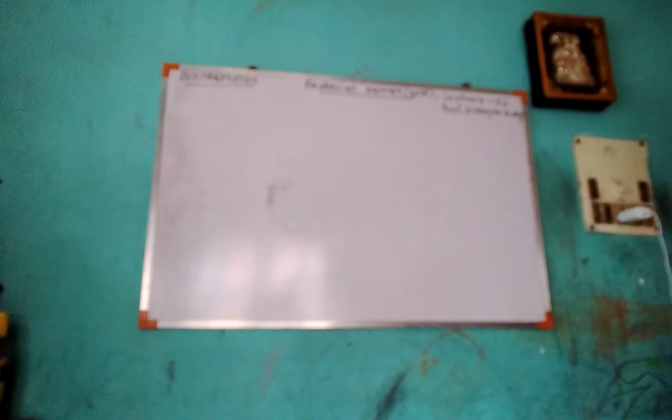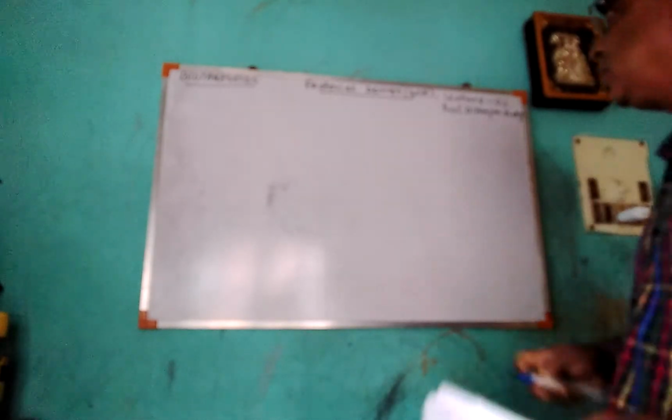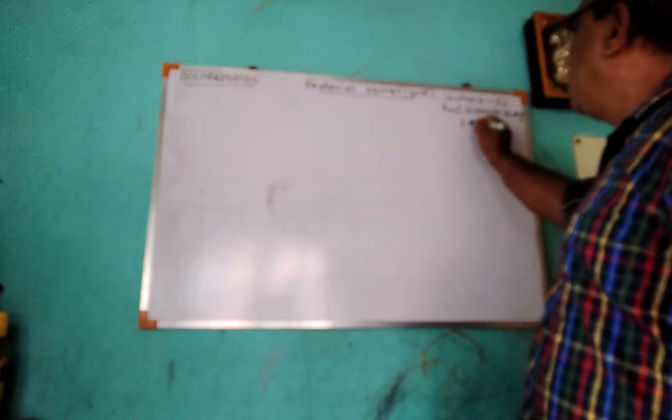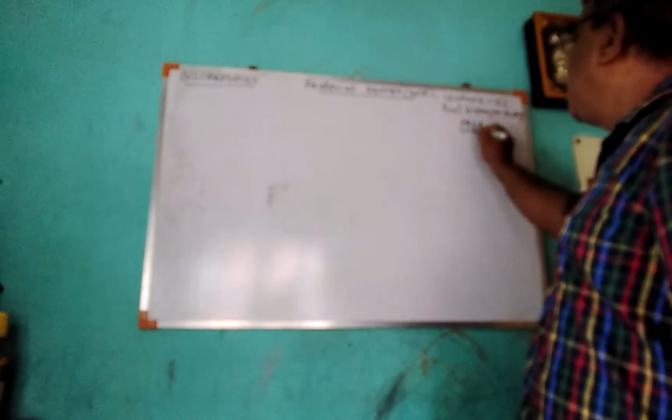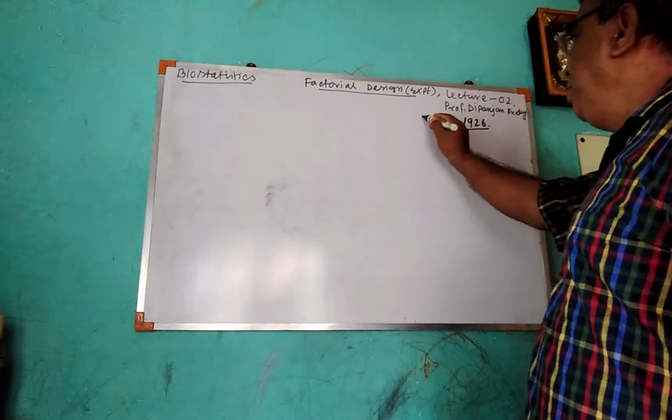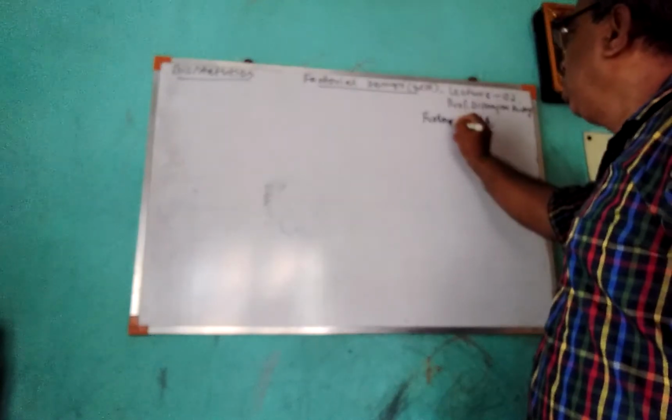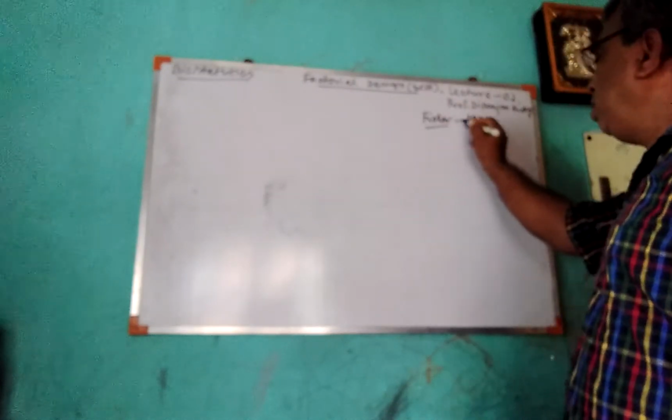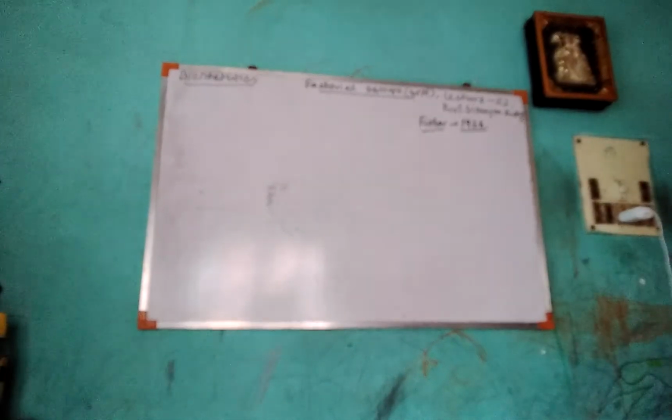Factorial design was designed by Fisher in 1926.